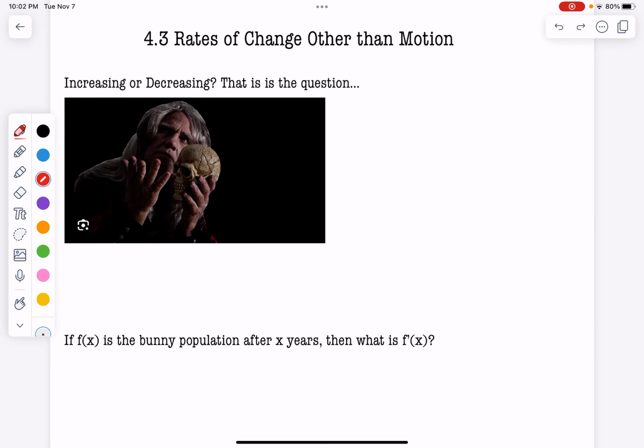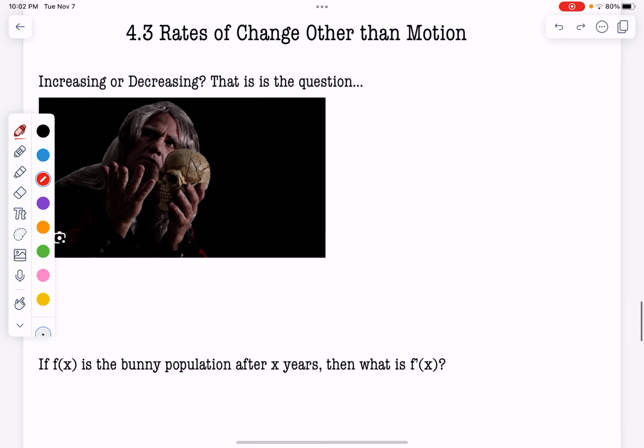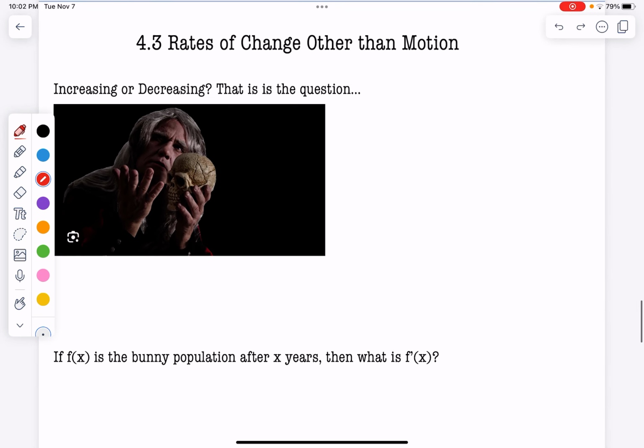Today we're doing 4.3, rates of change other than motion. First thing we have to review is increasing or decreasing. That is the question. We love a little Hamlet reference. To see if something's increasing or decreasing, you have to check the derivative.